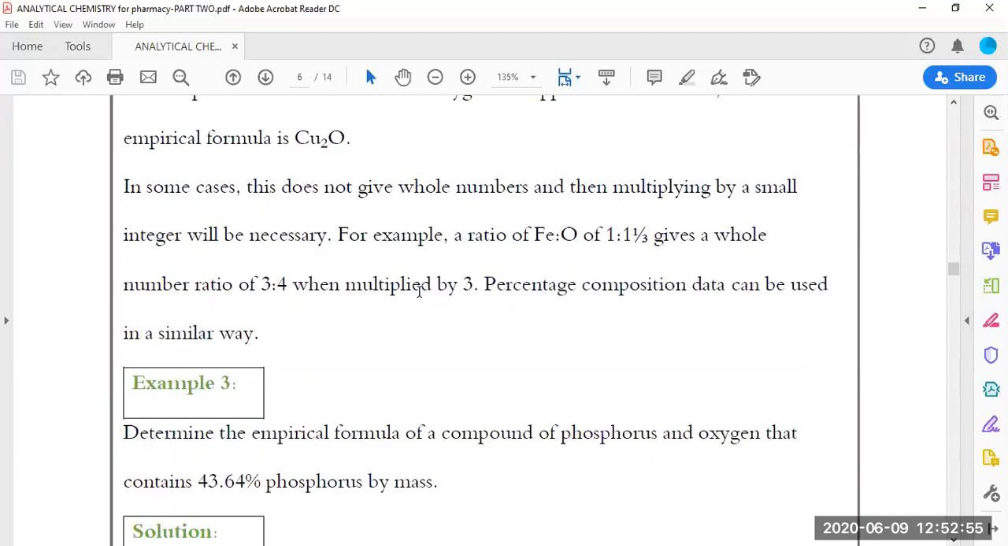Of course, sometimes we don't get an exact whole number, but we will deal with this and how to sort it out. So in some cases, this does not give a whole number, and then multiplying by a small integer will be necessary. For example, a ratio of Fe to oxygen of 1 to 1 and a third. So what shall we do in this case? We can multiply the 1 by 3 and the 1 and 1/3 by 3 as well. So if you multiply this by 3 and this by 3, you get integer numbers.